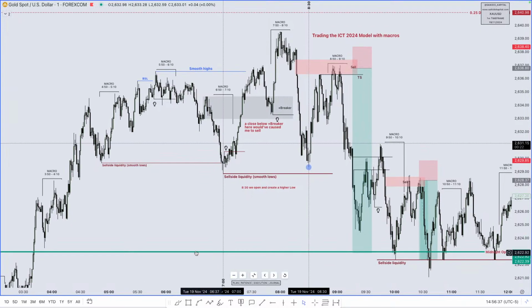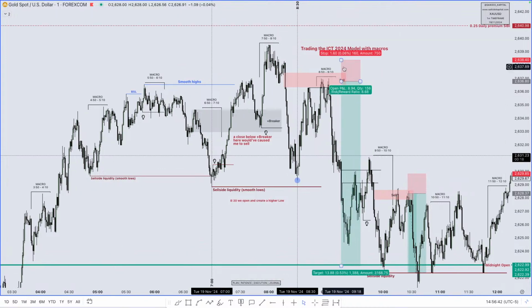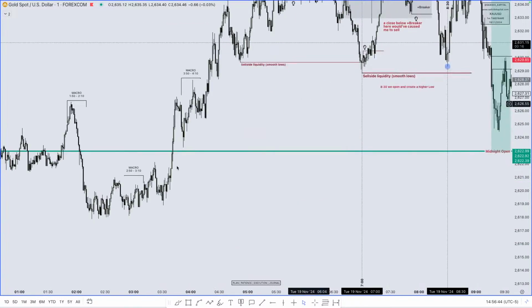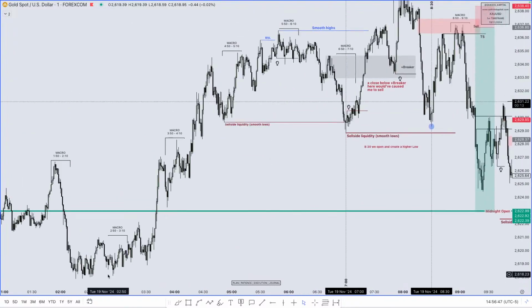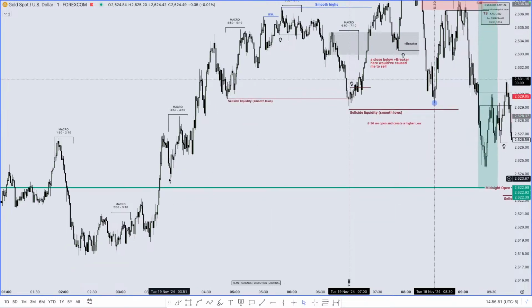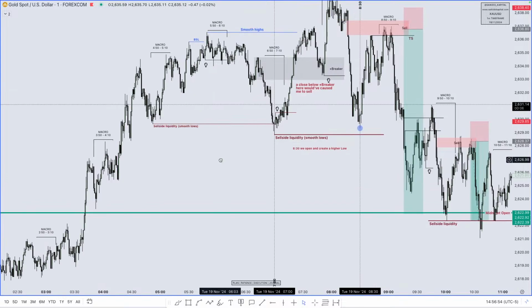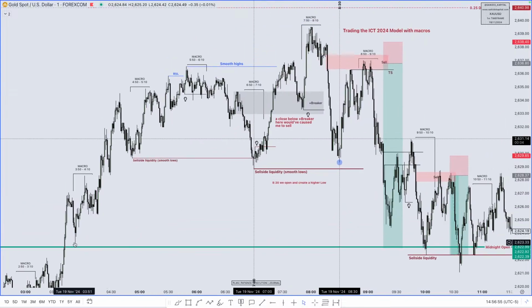And also I'm now using the midnight open as my draw on liquidity for the session, because now I'm trading the New York session. London has been bullish. It went all the way up. So the guys are still in profit. People that bought down, they're still in profit. So we're still targeting those guys, and we also have sell side close to what, midnight open.